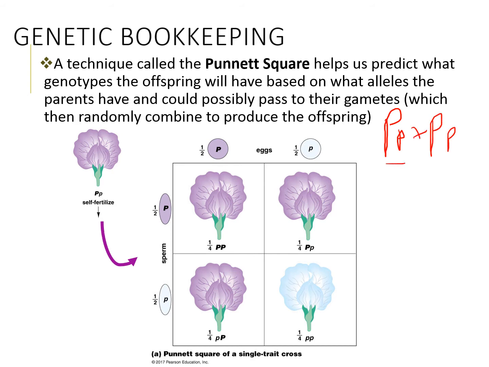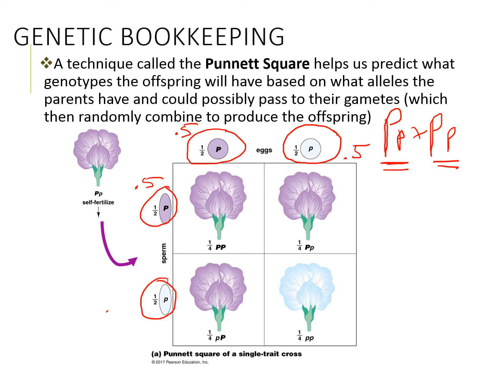Let's consider the first parent here. Half of their sex cells are going to get a big P. There it is, half. And we could also write this as 0.5. The other half of this parent's gametes are going to get a little p, which we could also represent as 0.5. So these are the gametes that can be produced from one parent. The other parent has the same genotype, so it's the same story. Half of their gametes will be big P, or 0.5, and half will be little p, also 0.5.